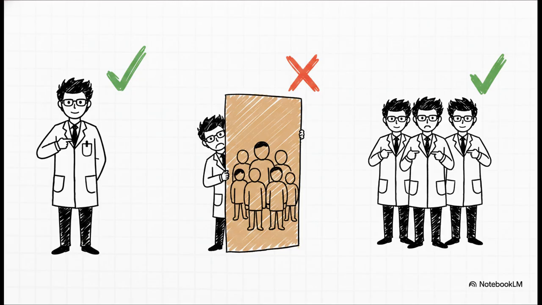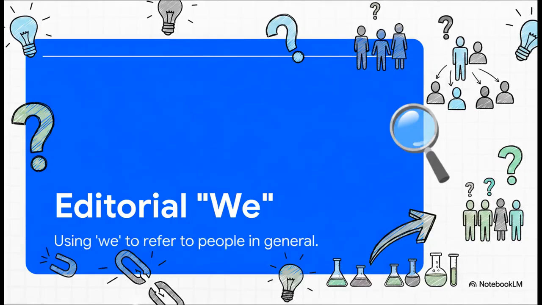Importantly, do not refer to yourself in the third person as the author or the researcher. It just sounds clunky. And if you need to highlight a specific contribution by one of your co-authors, just use the third person to name them directly. One specific trap the source warns about is the editorial we. This is when you use we to refer to people in general, rather than your specific research team. In a multi-authored paper, this is incredibly confusing.